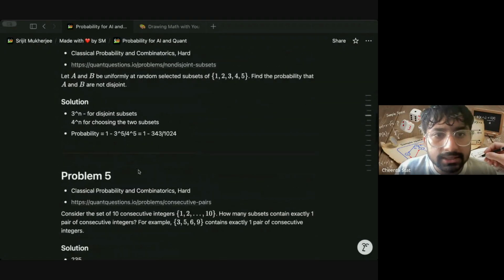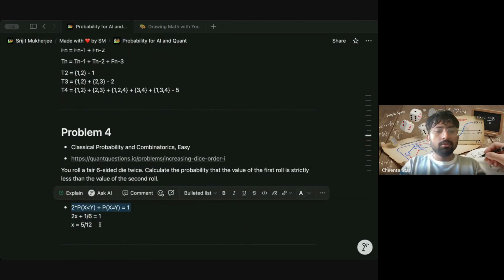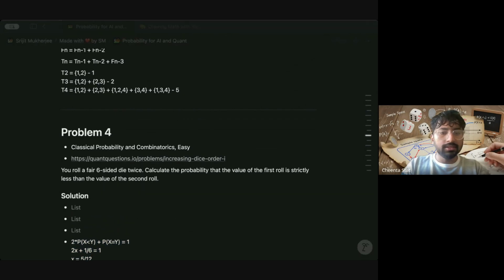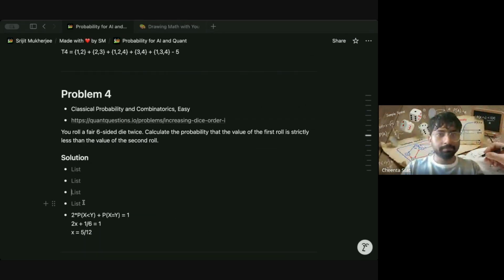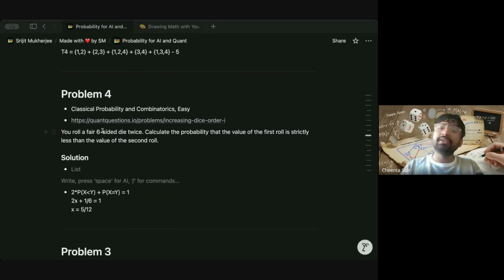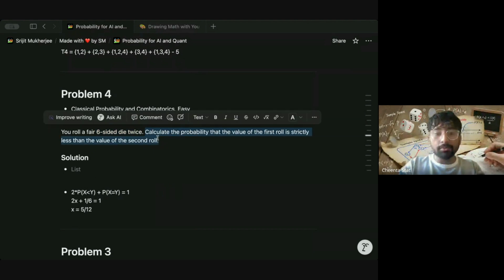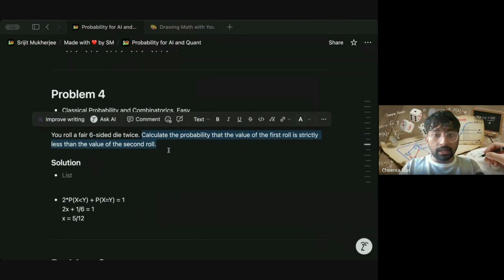So let's start with this one. We'll delete this, whatever it is, and let's see. We have a fair six-sided die, and we roll it twice. The question is to calculate the probability that the first roll is strictly less than the second roll.